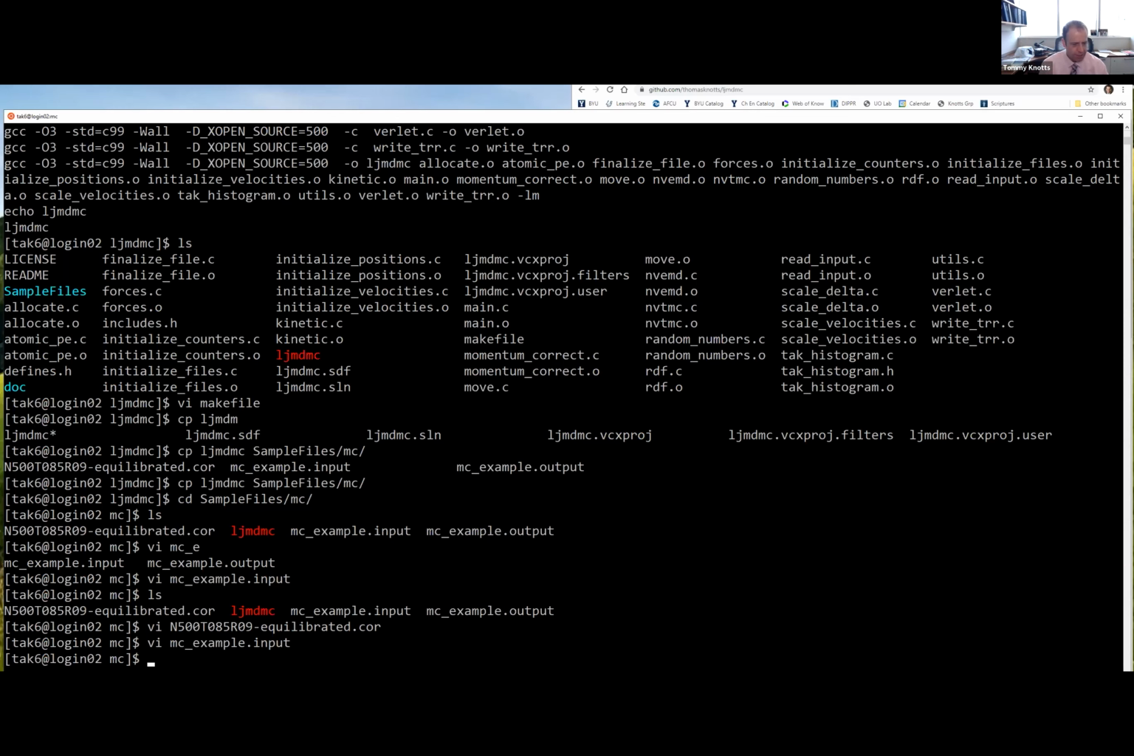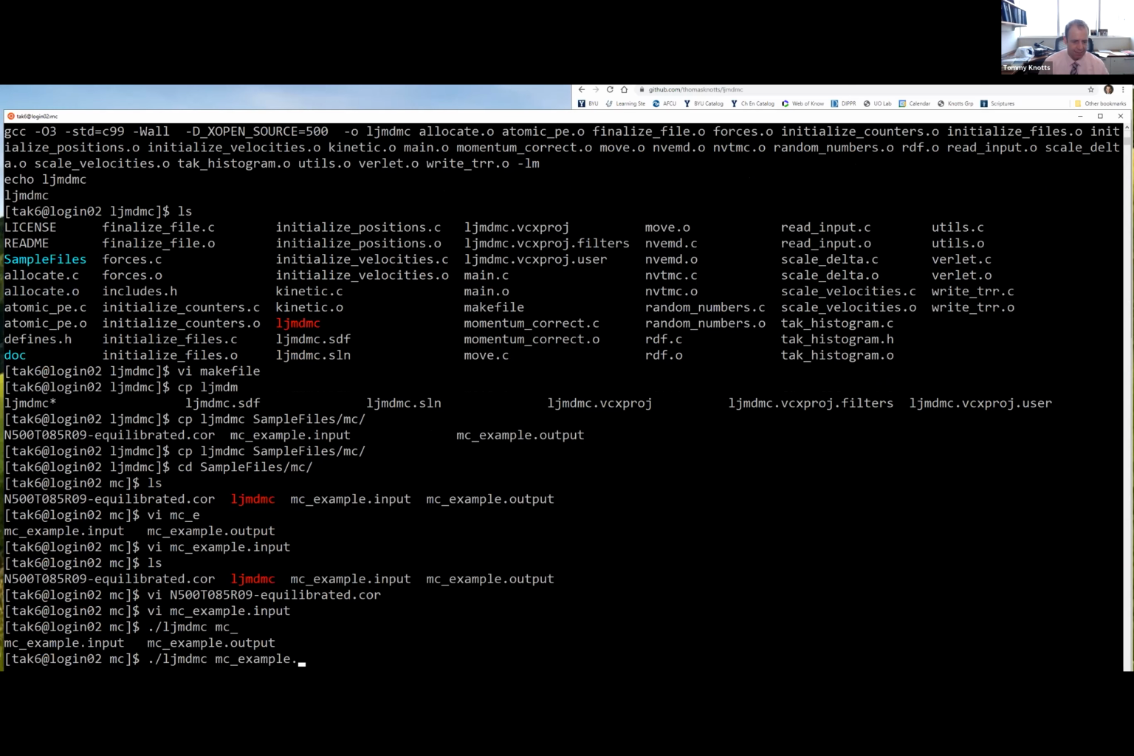But I am going to type ./LJMDMC. That's the command I'm going to run. And then I have to give it 2 arguments. I have to give it the name of the input file. So MC example input, that's what we just made. And then I can give it whatever output file I like. It doesn't have to be a file that's already created.